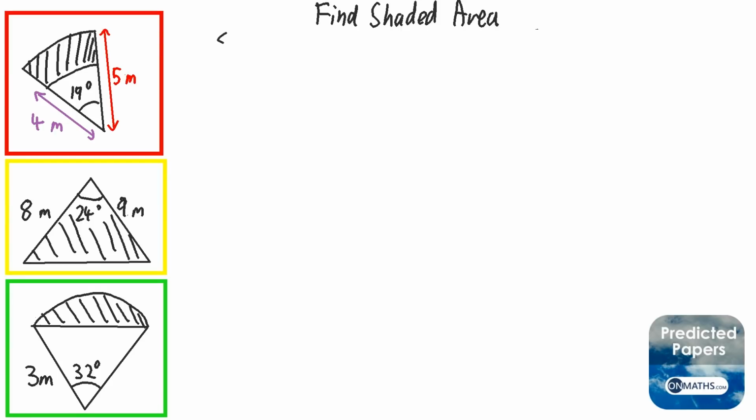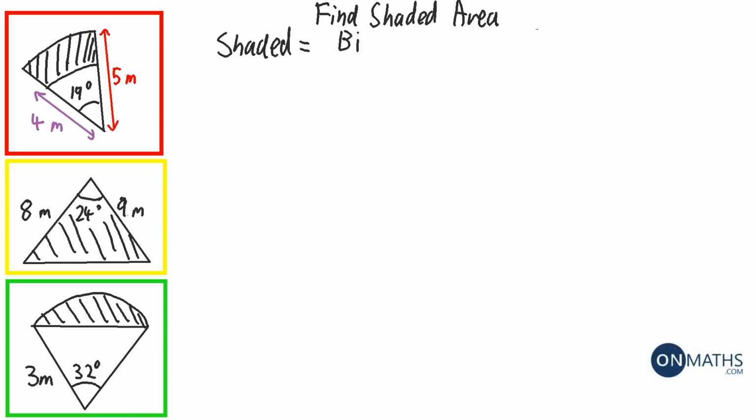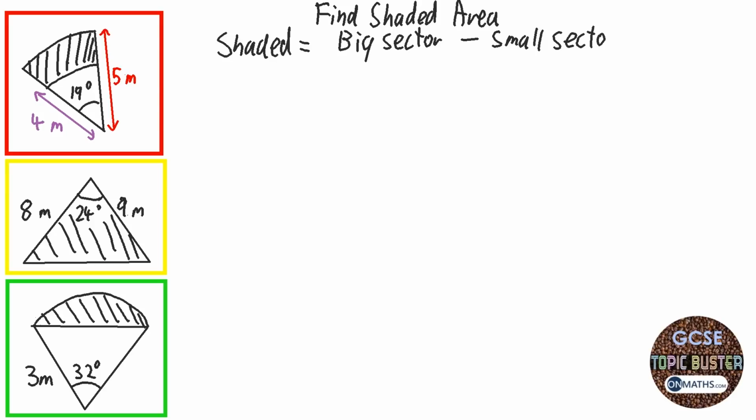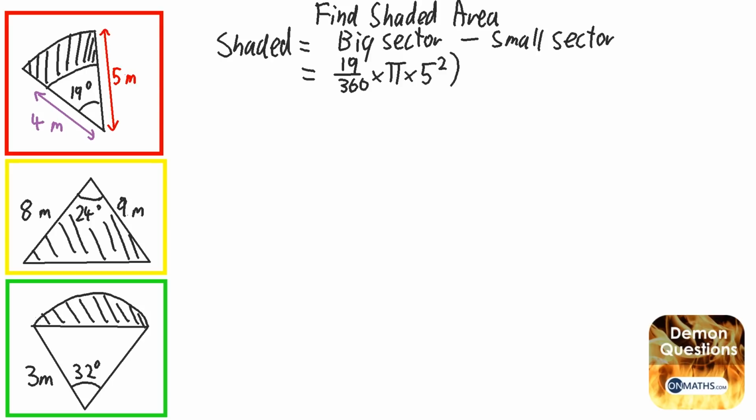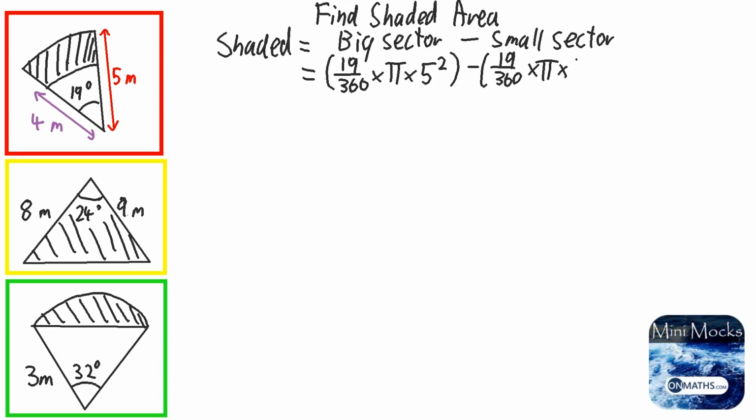Okay, so to work out this shaded area, we want to work out the big sector, and we want to take away the small sector. Now it's probably easier if we do this separately, but I'm just going to save time by doing it all in one go. So we're going to do 19 over 360 times pi times 5 squared, okay, for the big sector. We're going to take away, again, 19 over 360 times pi times, and this time 4 squared.